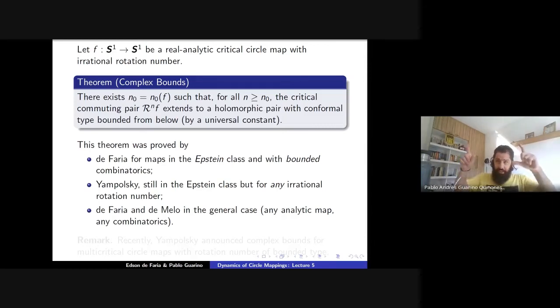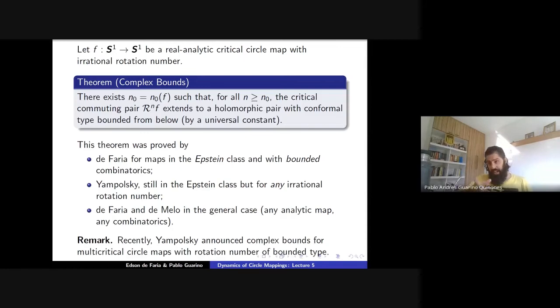So the statement that I will try to explain is this one. Okay, and then let me make a remark. Quite recently, Misha Jampolsky, again, announced that he was able to prove complex bounds for multi-critical circle maps and for irrational rotation number of bounded types. So for bounded combinatorics, but allowing any number of critical points. Okay, this is quite an improvement.